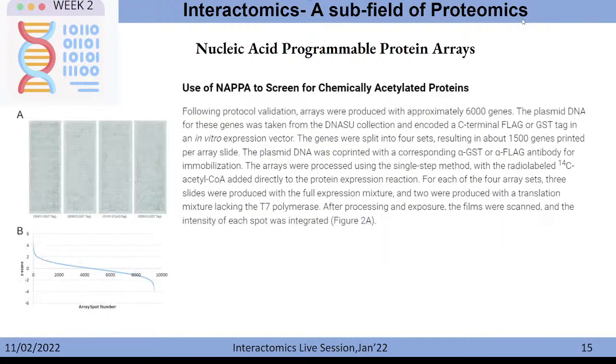As you can see, it was encoded with a C-terminal FLAG or GST tag in an in vitro expression vector, and after this was split into four sets resulting in about 1500 genes printed per slide. Alpha-GST and alpha-FLAG antibody were used for immobilization, and the arrays were processed using the single step method, with the radiolabeled 14C acetyl CoA added directly to the protein expression reaction itself.